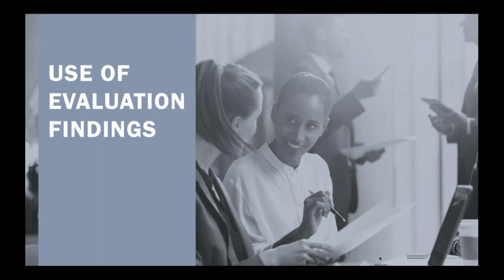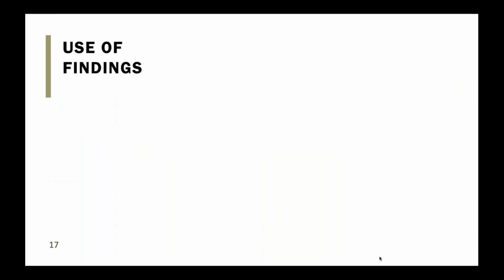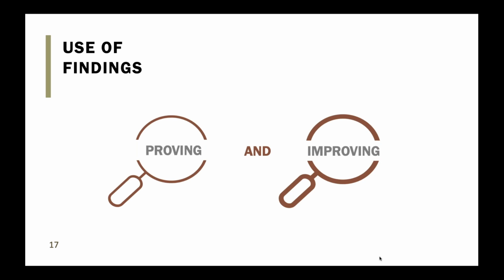Those first four may be a little more difficult, a little more inaccessible to think about. But these last two, I think, are a little more intuitive, although it may challenge the way that you think about evaluation just a little bit. So let's go ahead and jump in and I'll show you what I mean. In thinking about use of evaluation findings, there are really two primary uses. They're either going to be related to proving or related to improving.